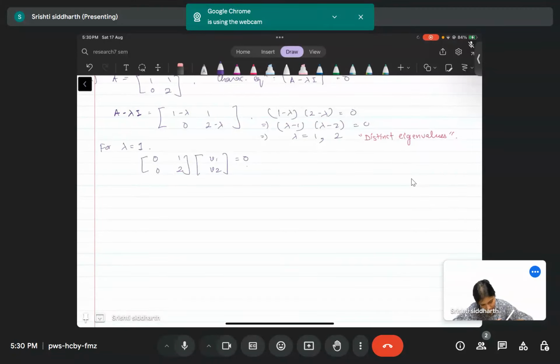This is it. Both of these equations just give this single condition, that V2 equals 0. So V1 could be anything. For example, it's (1, 0), (2, 0), or in general some constant c, 0.